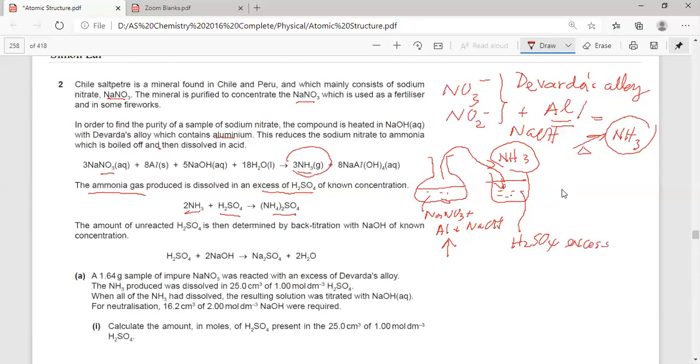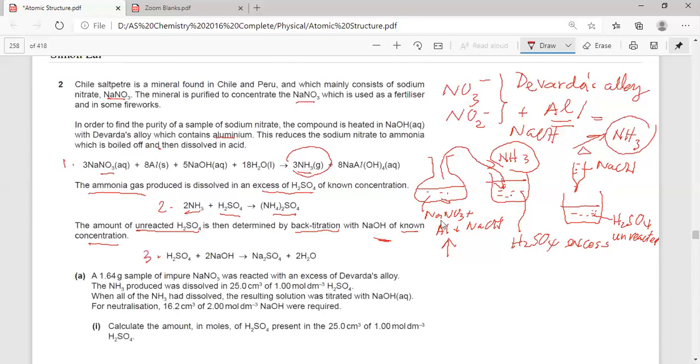So the next step: this here is the H2SO4, unreacted. Then what do I do? The amount of unreacted acid is determined by back titration with NaOH. So I'm going to titrate now with NaOH of a known concentration. Of course, this is the equation here. There is equation 1, equation 2, and equation 3.